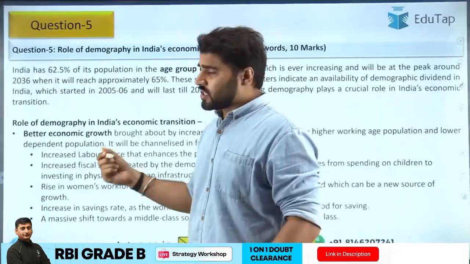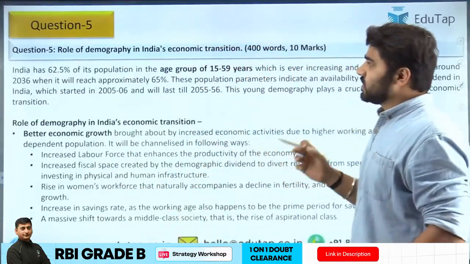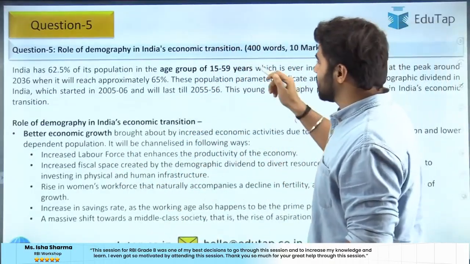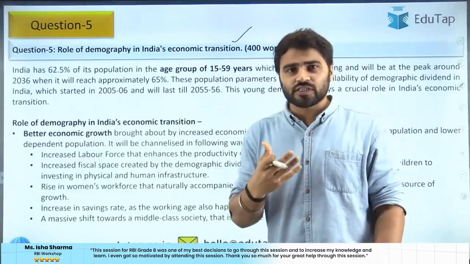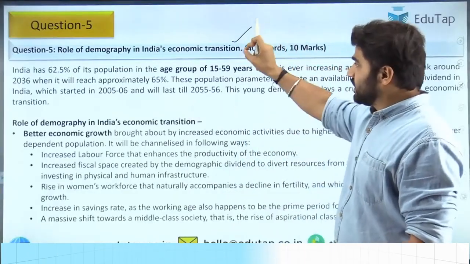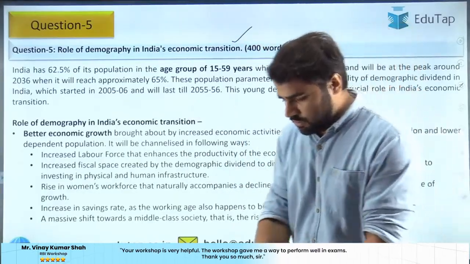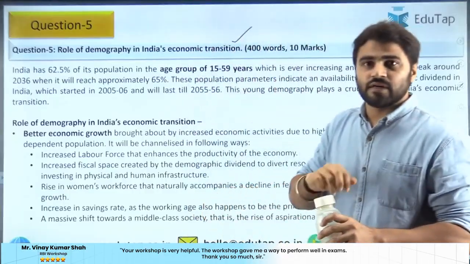Now let's discuss question number 5, guys. So question number 5 is the role of demography in India's economic transition. So we have to mention the role of demography in India's economic transition, right? Sorry guys, let me drink some water.